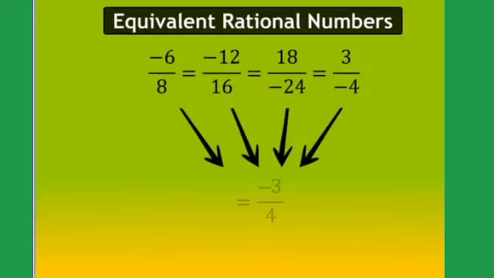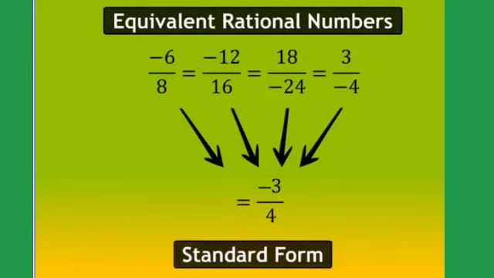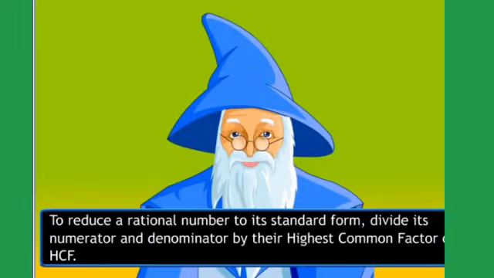By saying that minus 3 divided by 4 is the standard form for all these equivalent rational numbers, we mean that all these numbers can be reduced to minus 3 divided by 4. Let's see how. To reduce a rational number to its standard form, we divide its numerator and denominator by their highest common factor, or HCF for short.